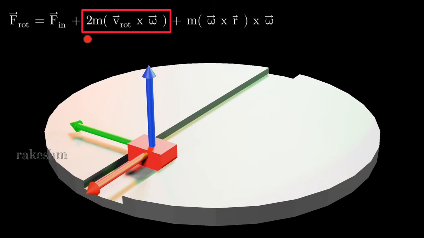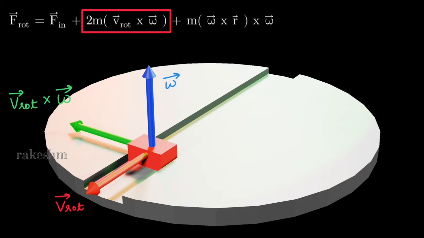Coming over to the term in the middle, 2m v rotational bar cross omega bar. So what is this v rotational? This is the velocity of the block when it is seen from the rotational frame of reference. Just recall the video which I showed you some time back, wherein we were rotating with respect to the disk and the block was moving along the slot. So with respect to the non-inertial, rotating frame, the velocity of the block was in this direction. That is the v rotational.